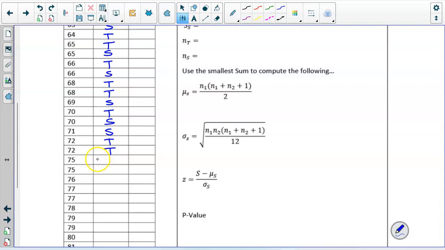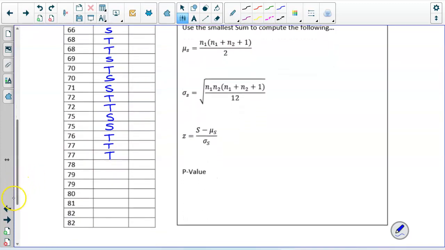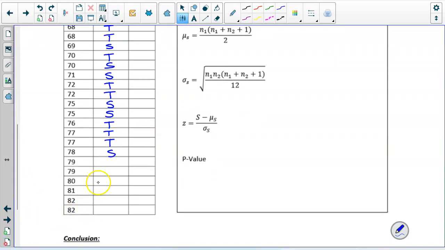Let people get caught up. 75, 76, this track. 77, yep, those are both track heart rates. 78, swim. 79, 80, swim. 81, swim. 82, swim. A little faster as I go because I've crossed out so many, it helps.